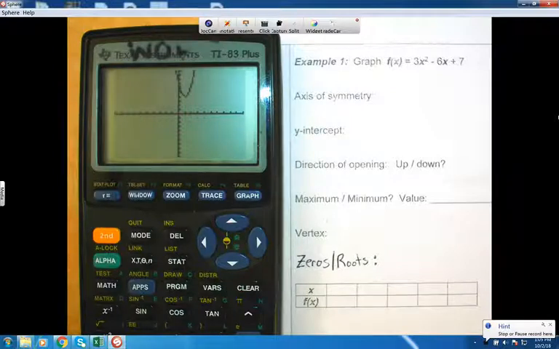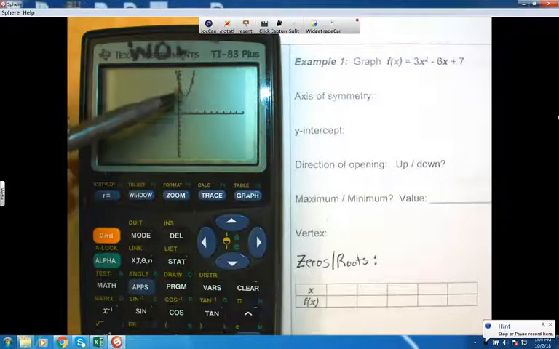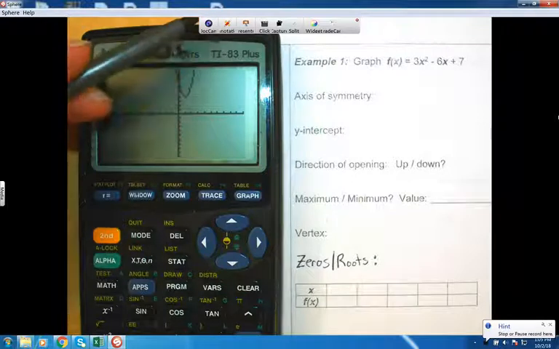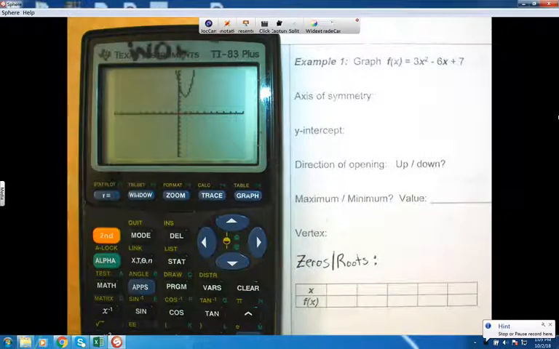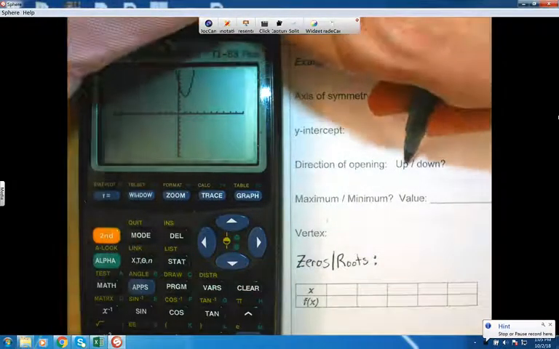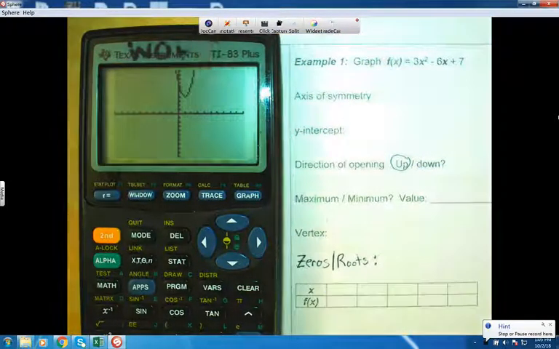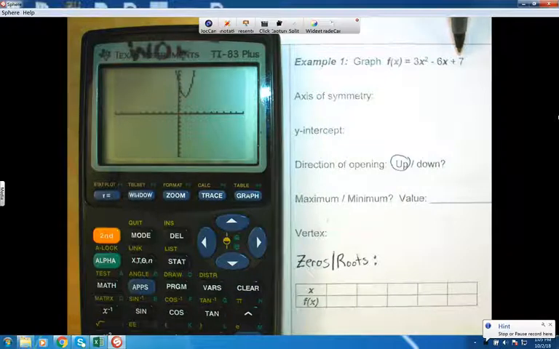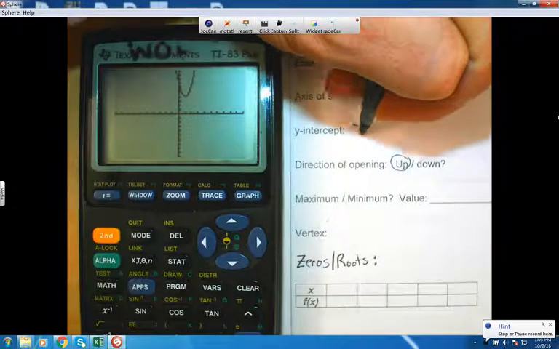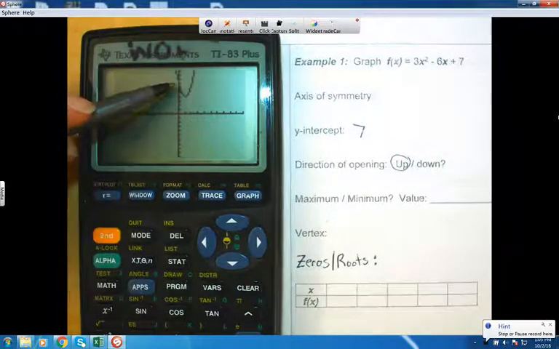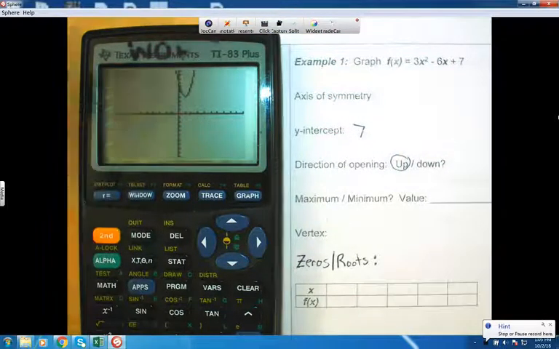We can answer a few questions right now just from what we're looking at. For whether it opens up or down, because the ends of this one go up, this one opens up. So I'm going to circle that now. Also, the y-intercept, I didn't even need to graph it to know that one. The y-intercept is always the number at the end. So I know that it hits the y-axis at 7, and you can see that right there.